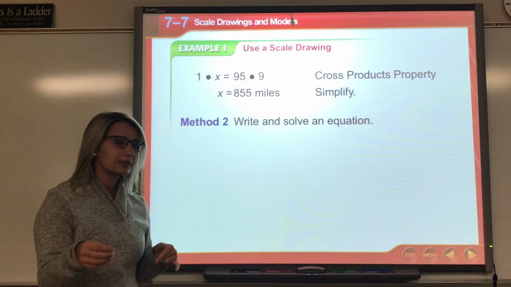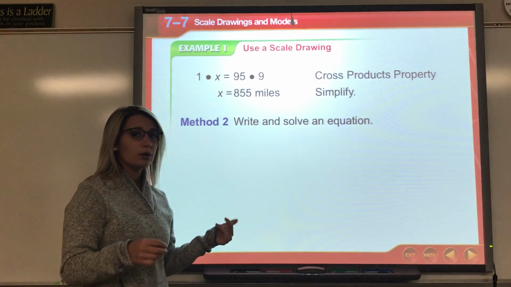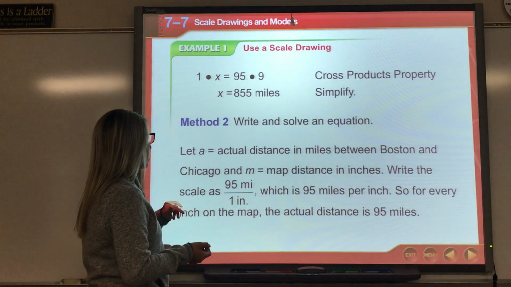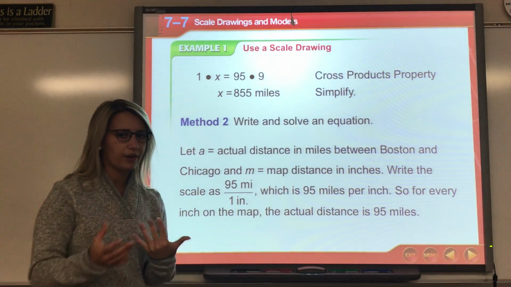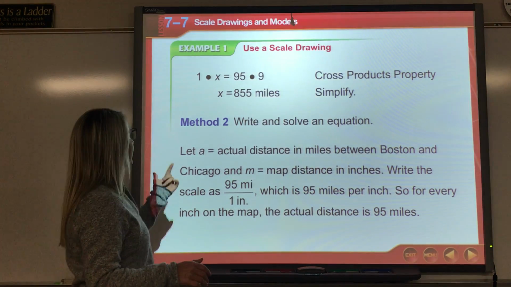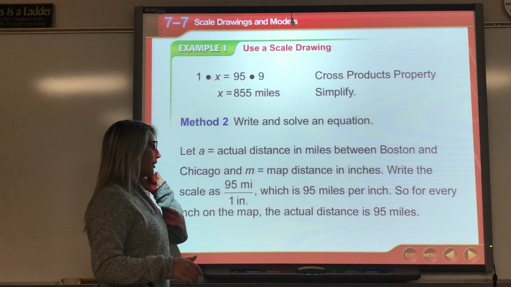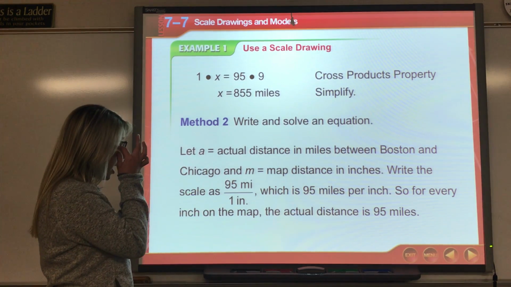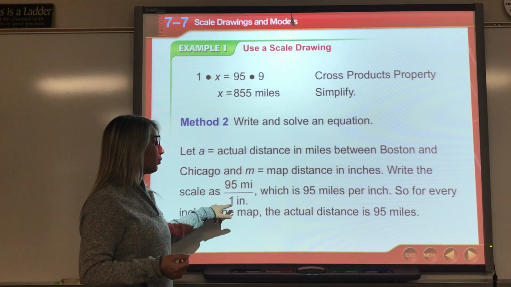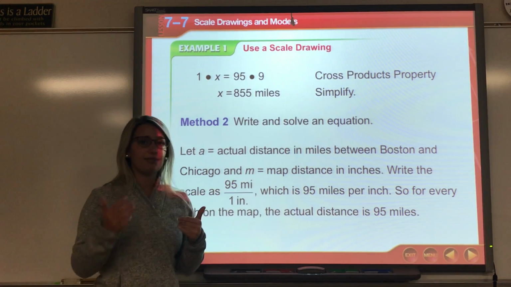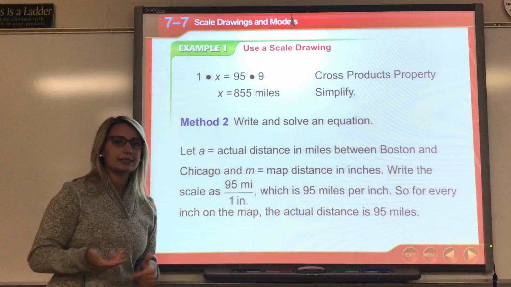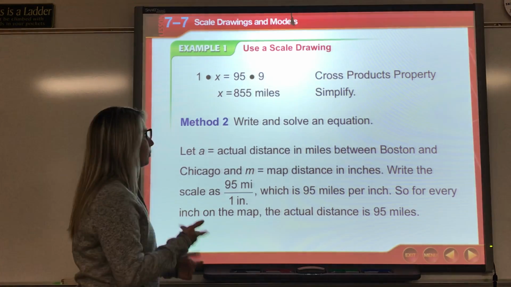Now there's another way that we can solve this. We can use an equation. Essentially we're doing the same thing, it's just a different way of looking at it. This is kind of long, but I'll go over it quickly. I prefer method 1, but here's a different method if you want to try it. We're going to let A equal the actual distance in miles between Boston and Chicago, and M is the map distance in inches. We write the scale as 95 miles over 1 inch, meaning 95 miles per inch on the map. So for every inch on the map, the actual distance is 95 miles. That's just summarizing what we already knew.